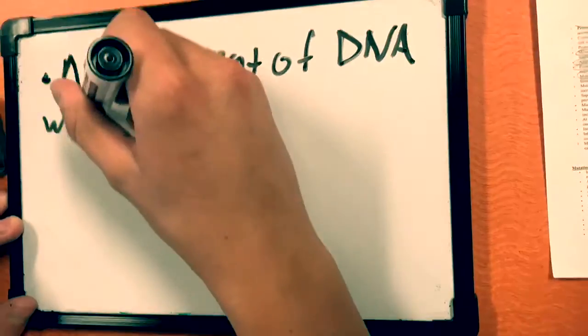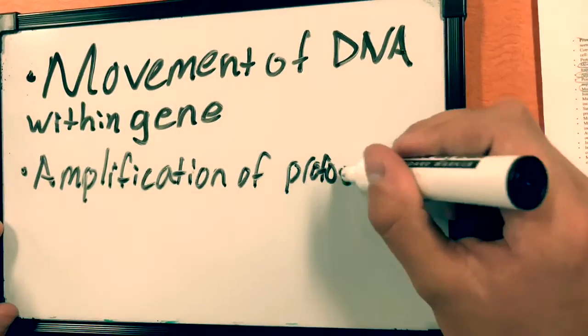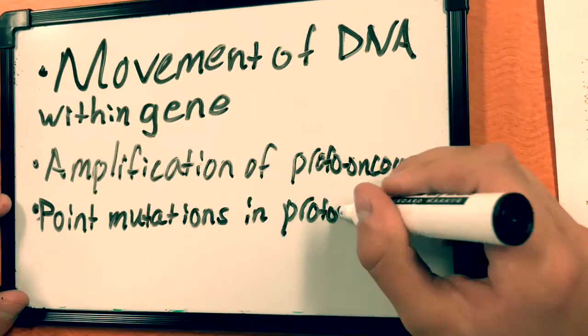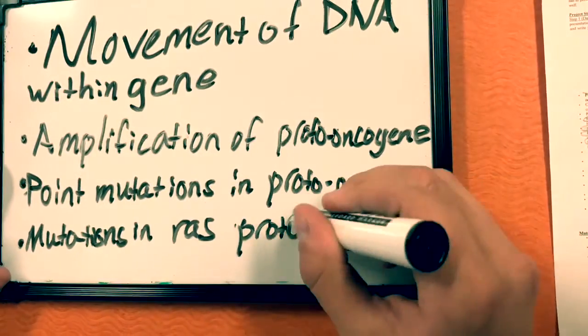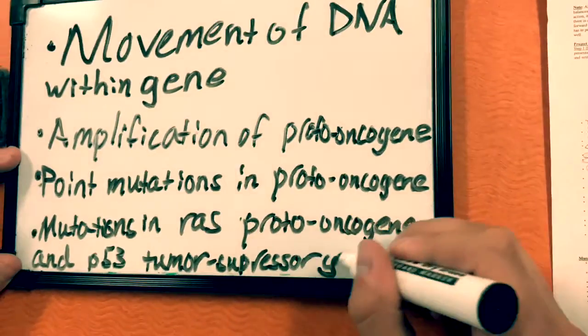This conversion is either caused by movement of the DNA within the genome, amplification of a proto-oncogene, point mutations in the proto-oncogene, or mutations in the RAS and P53 genes. Mutations in the RAS gene lead to an increased cell division, and P53 gene mutations prevent suppression of the cell cycle, which is exactly why cancer can spread so quickly.